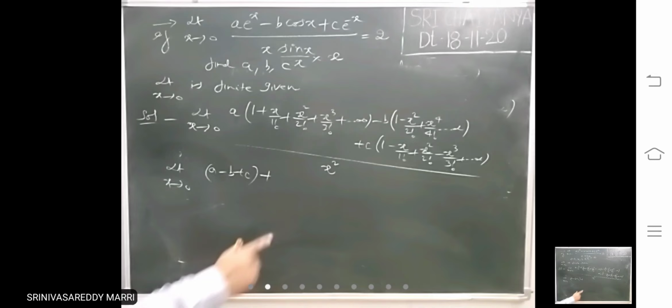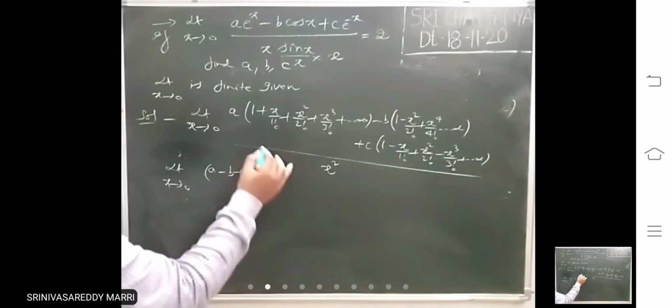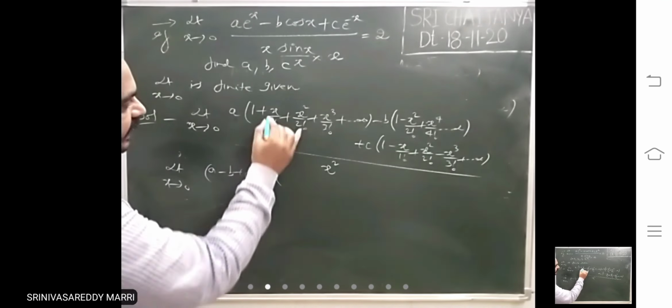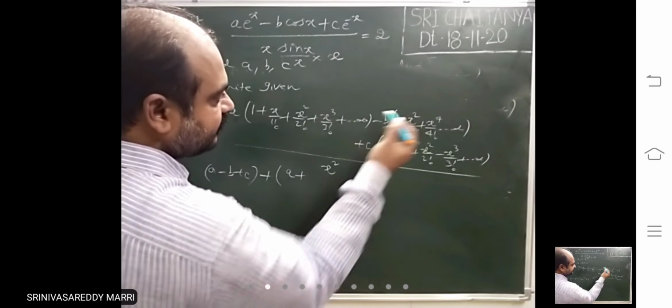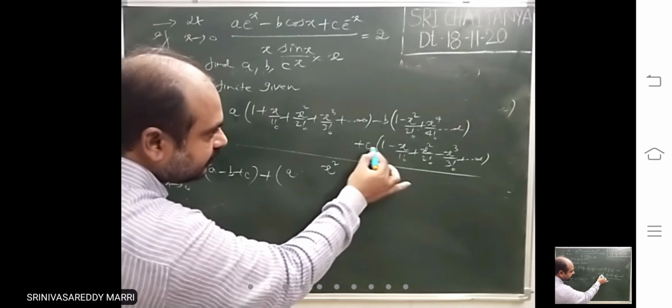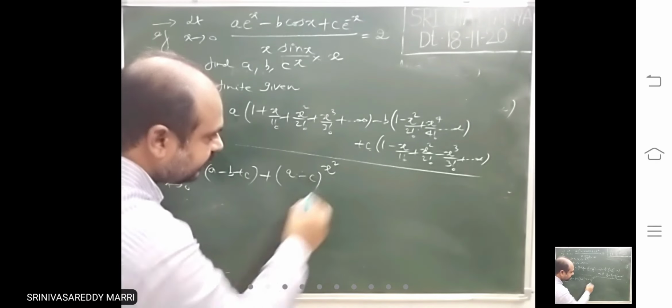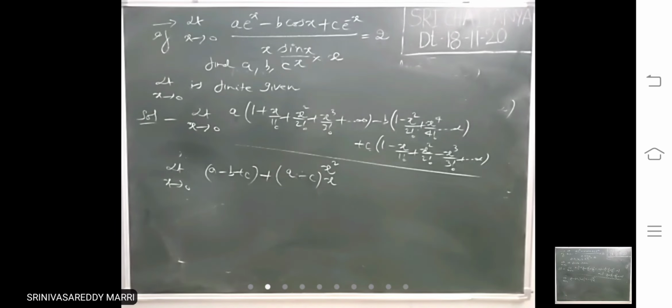So next x terms. Till x cube, one more than this. So that means here what will you get for x terms? A by 1 factorial, A. Here there are no x terms, and then here there are x terms. A minus c by 1, A minus c into x.